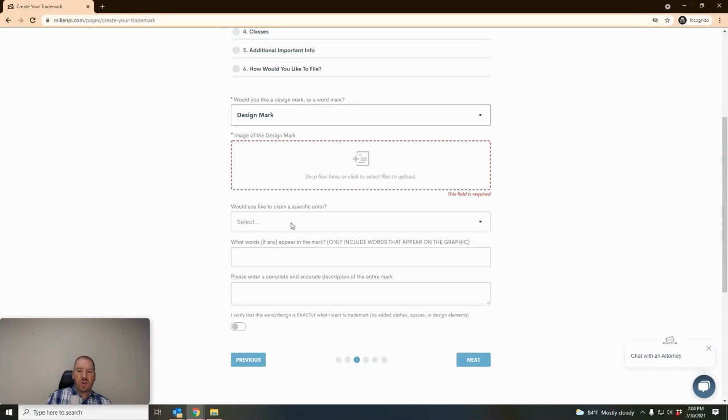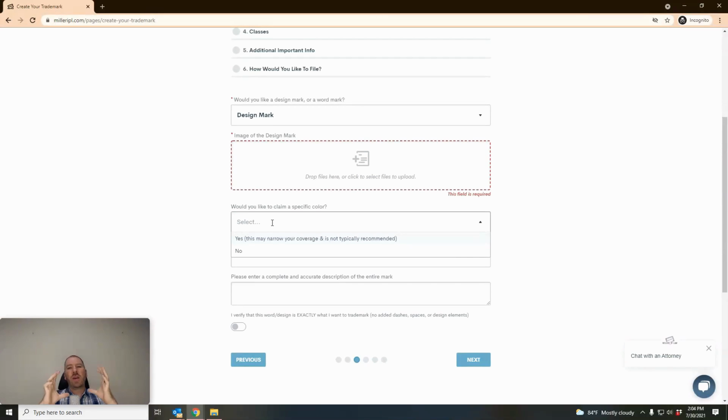Next, you're going to want to look and see, do you have any specific claim to color? Most of the time, 95% of the time, you're not going to want a specific claim to color. In other words, if you claim a color, you're saying, I only care if the logo is this color. If they were to change it from red to green or to blue or some other color that's not my color, I don't care. That's generally going to be more if you have a specific color.